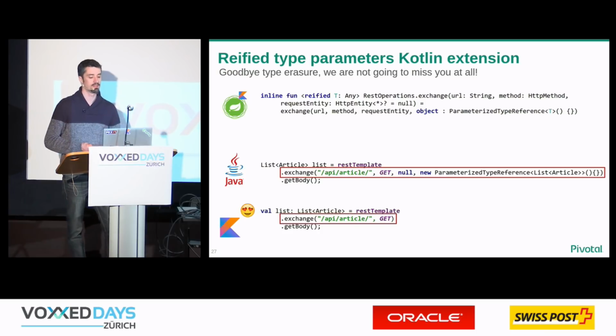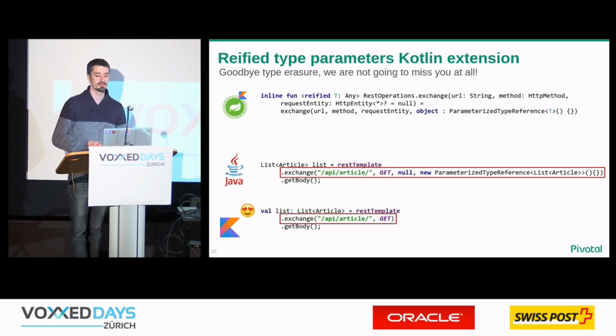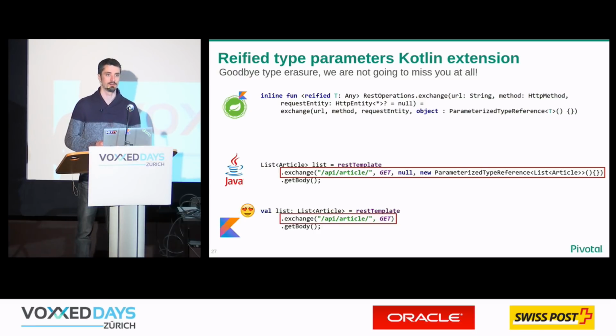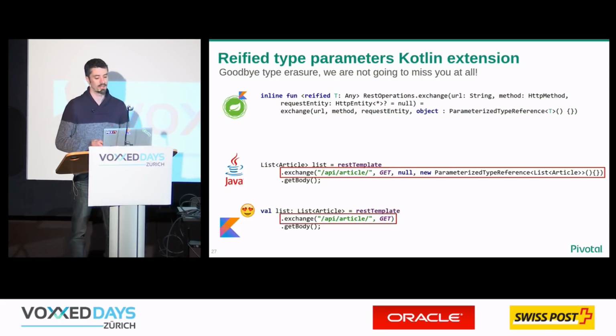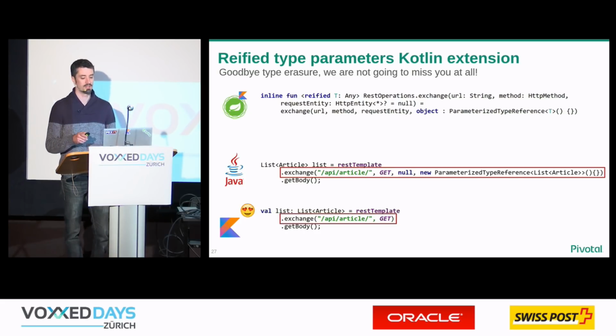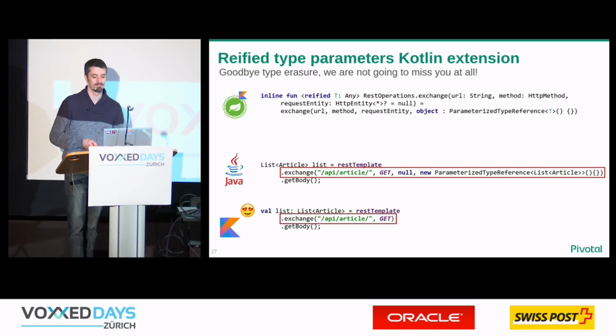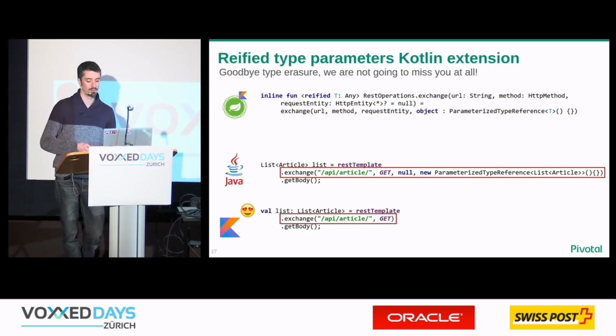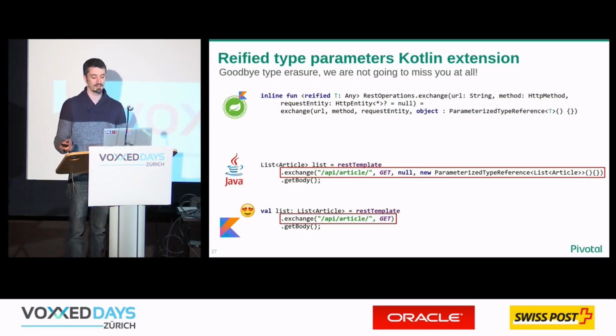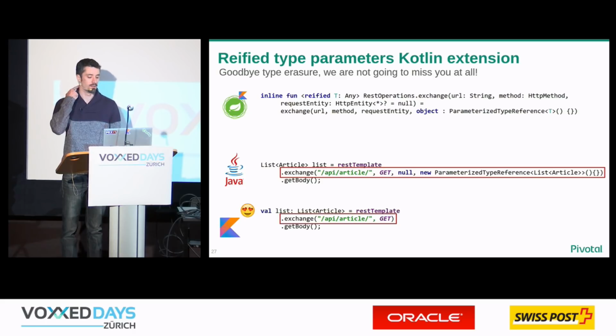Another feature that we provide is to leverage reified type parameters. In Java, there is the type erasure issue that makes generic types lost at runtime. And sometimes, for example, when we want to get a list with a REST template, it's forced to use a not so nice syntax to be able to specify that that's a list of articles. So you have to use this quite ugly new parameterized types reference with the generic types. And with Kotlin, we are able to provide the same kind of functionality, but with a very nicer syntax.